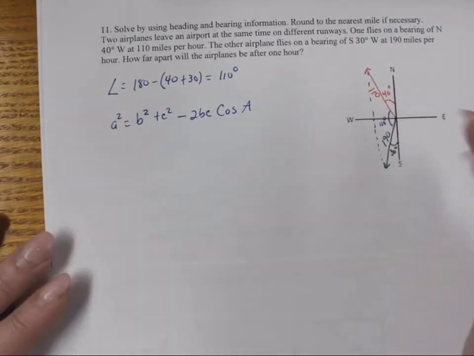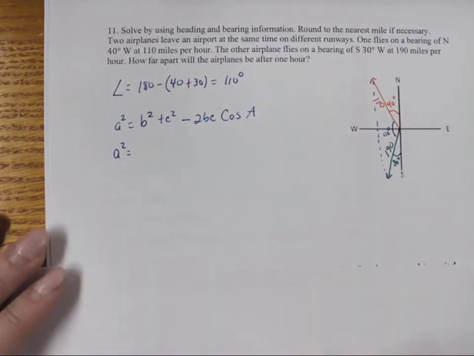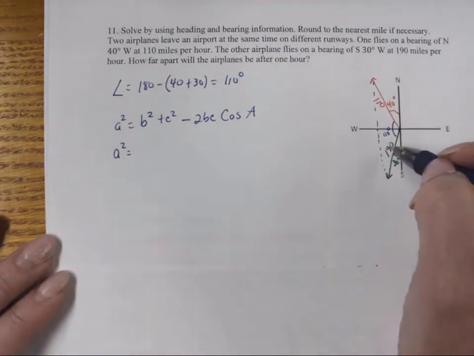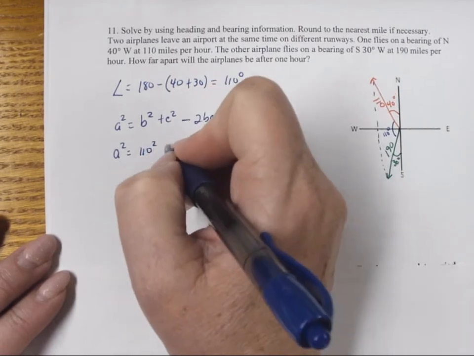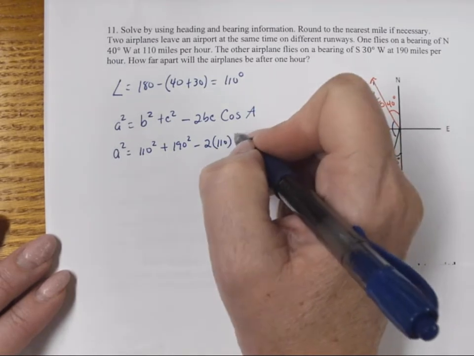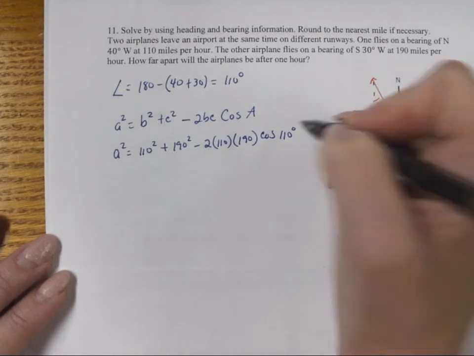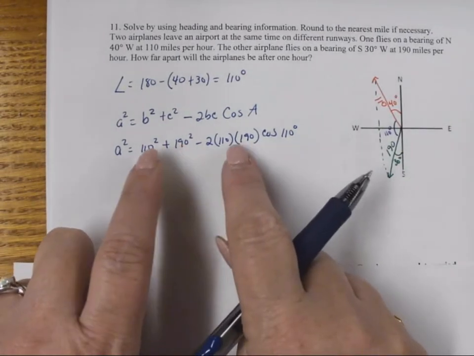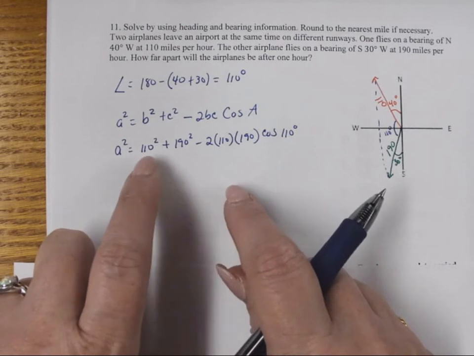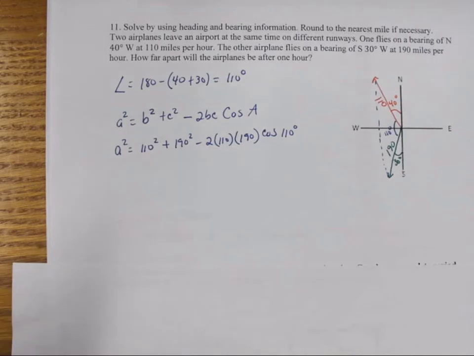So the A squared I'm looking for, or my A value, is here. So I'm going to have A squared is equal to, it doesn't matter which one I put first, 110 squared plus 190 squared minus 2 times 110 times 190 times the cosine. My A is going to be that 110 degrees. The reason it doesn't matter which one you put as 110 or 190 is they're being added and squared and they're being multiplied, so it won't matter which one comes first because they're not actually labeled as an A, B, and C triangle over here.